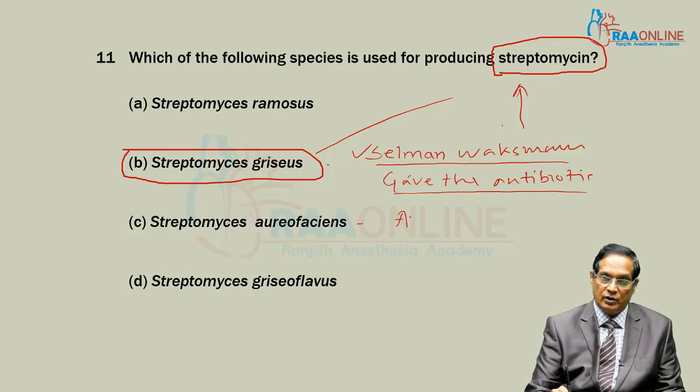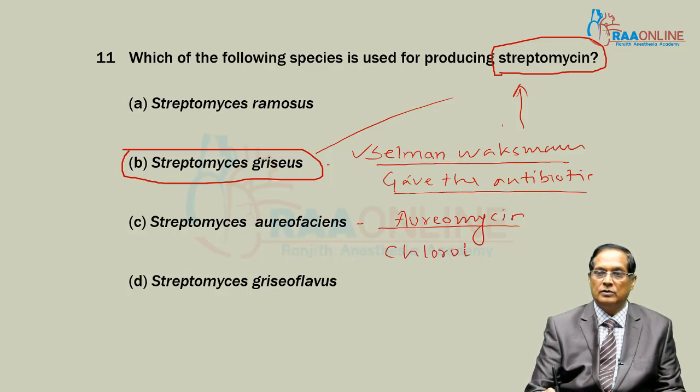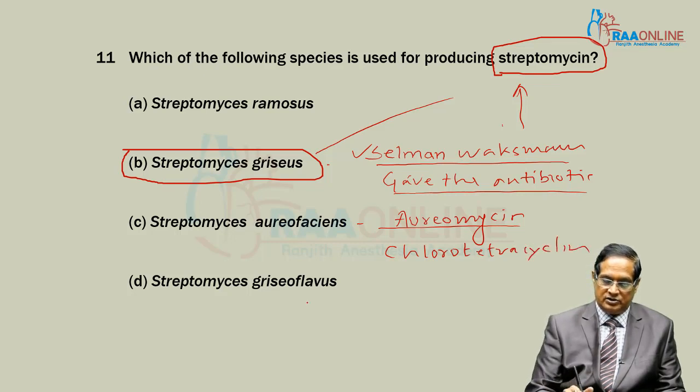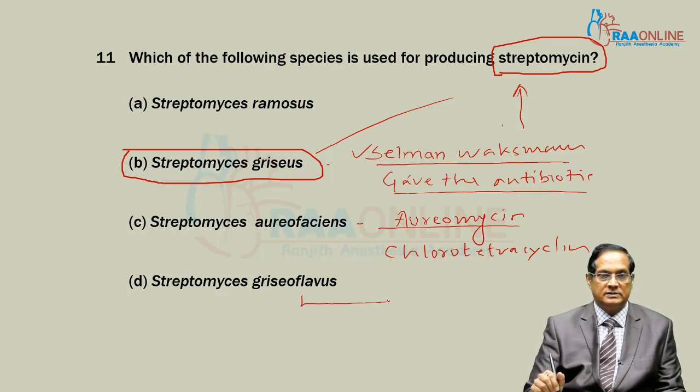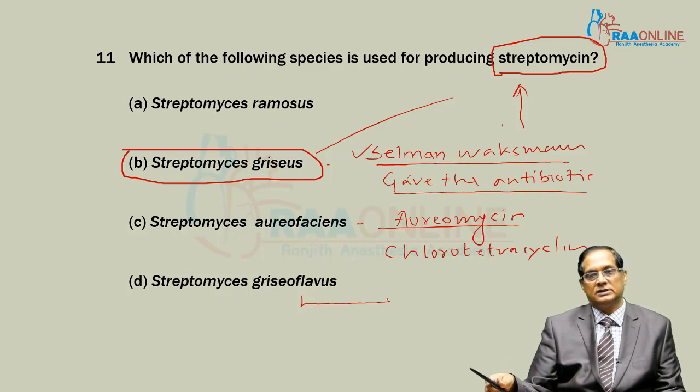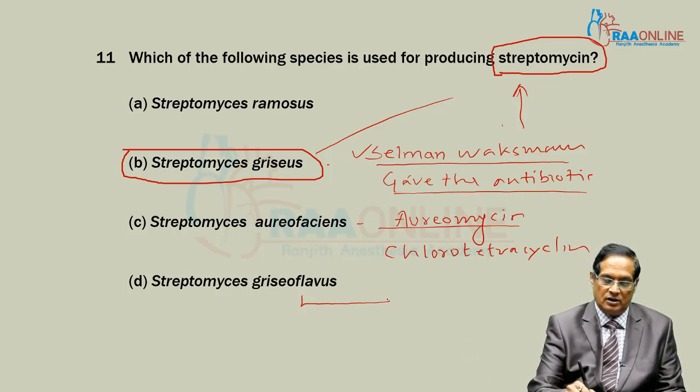Streptomyces aureofaciens, source of aureomycin, that is chlorotetracycline. Aureomycin, what is aureomycin? That is chlorotetracycline. And Streptomyces griseus is a source of streptomycin, and the last first one is Streptomyces venezuelae, chloramphenicol.